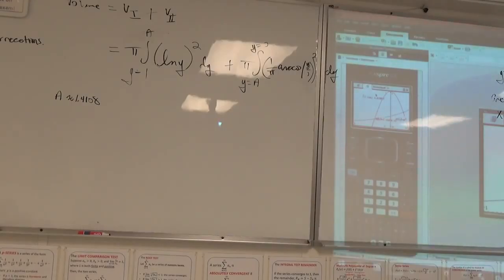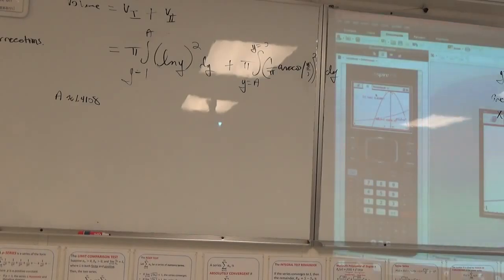So basically you did the same thing that we usually do, except instead of x, everything turns into y, right? And why did that happen? Because the axis of rotation is the y-axis. It's vertical. And so if I'm spinning this way, the rectangles are horizontal, so that's the dy integral instead. As soon as you see dy, everything changes.